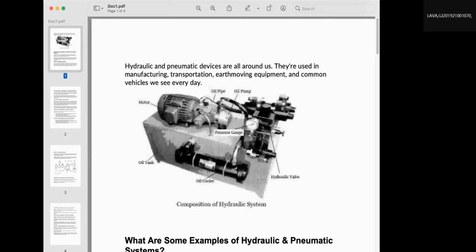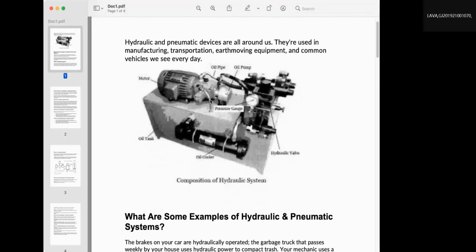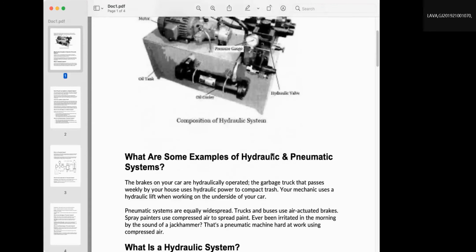So, Laoshi, since our subject is about hydraulic and pneumatic devices, I will explain both of them. Hydraulic and pneumatic devices are all around us. They are used in manufacturing, transportation, moving equipment, and common vehicles we see every day. As we can see here, we have a picture of one engine. There is a motor, oil pipe, oil pump, oil tank, oil cooler, and the hydraulic valve.